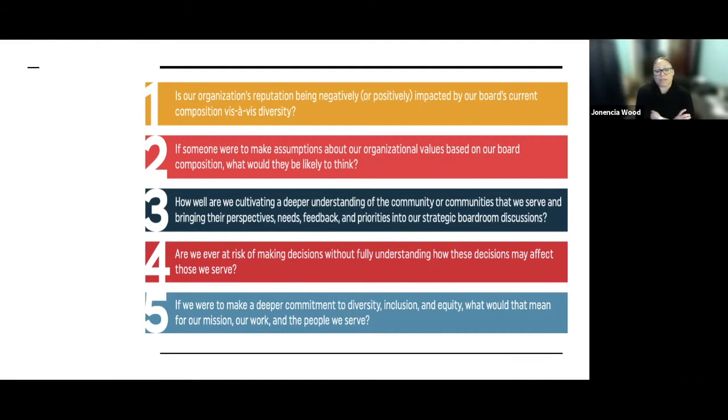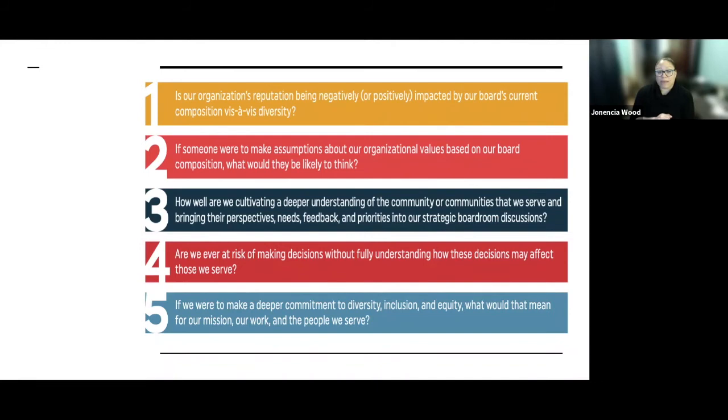So the other element, just to wrap up this chart, is really around: are we ever at risk of making decisions that may affect those we serve without fully understanding them? I think this is such a critical question that oftentimes gets waylaid because you're potentially not living in the same community, not part of the same environment as those whom you serve. So think about how to make sure the decisions being made are thoughtful about the stakeholder at the end of the pipeline.